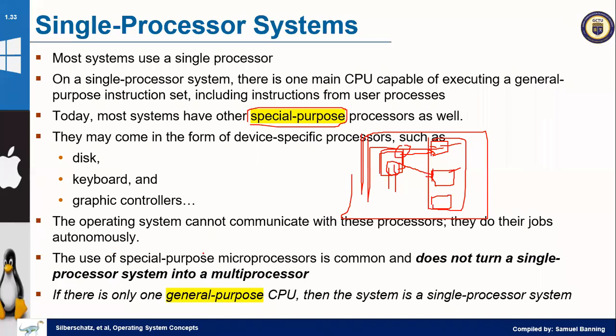The use of special purpose microprocessors is common, and it does not make a single processor computer a multi-processor computer. The fact that you have these special purpose processors does not make this computer a multi-processor computer. The focus is on the general purpose CPU. So if there's only one general purpose processor, then the computer is a single processor system. I hope you are with me on that.